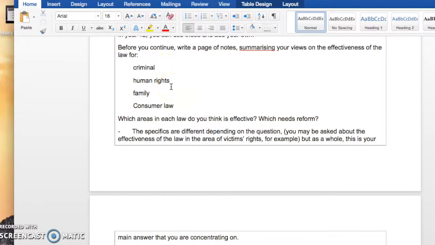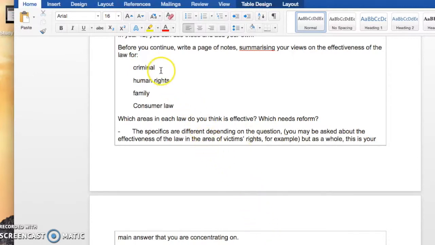It's about the idea of this is your argument about the effectiveness of the law. Okay? And keep in mind your question: which areas in each law do you think are effective and which areas need reform? So the specifics are different depending on the question. You may be asked about the effectiveness of the law in the area of victims' rights, for example, but as a whole, this is your main answer that you're concentrating on.